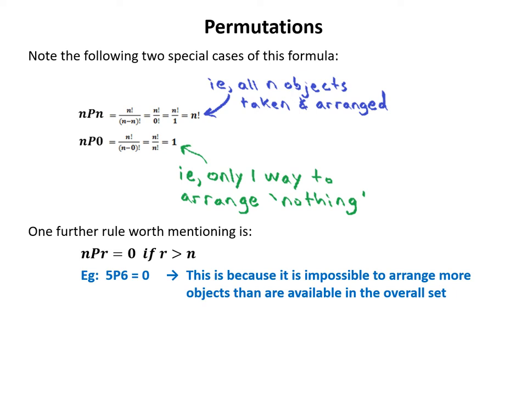So there's only one empty set possible. Another further rule worth mentioning is that nPr equals 0 if r is greater than n. You'll recall in the previous slide that when we established the rule for nPr, there was a condition that r had to be less than or equal to n. So what happens if r is greater than n? Well, the number of permutations is always 0. For instance, in the previous example, 5P6 would mean that we're trying to take 5 people and arrange them into 6 seats. That's impossible because we don't have enough people to fill those seats. In other words, it's impossible to arrange more objects than are available in the overall set.